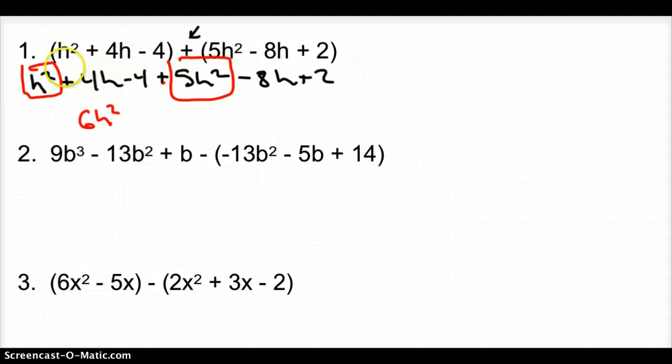What else do I have? I have plus 4 h's. Here I have minus 8 h's, so when I combine them, it goes into negative 4h.